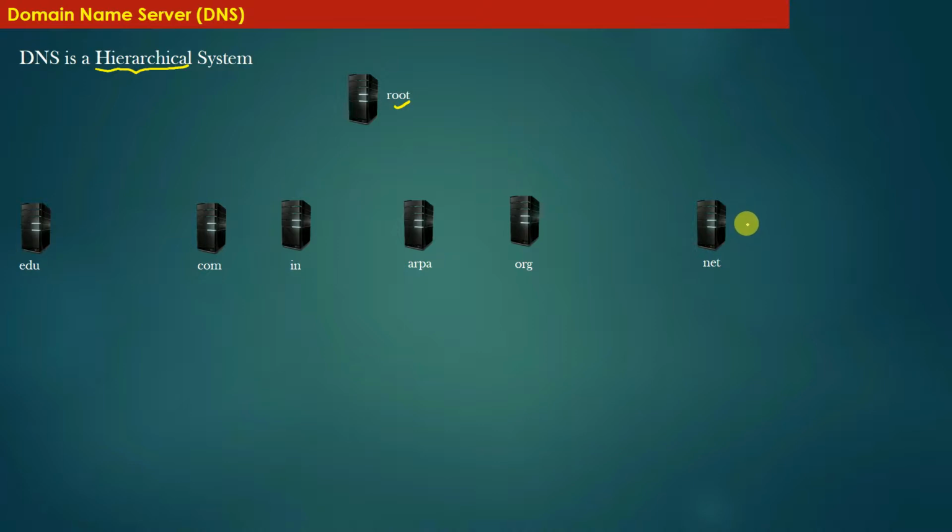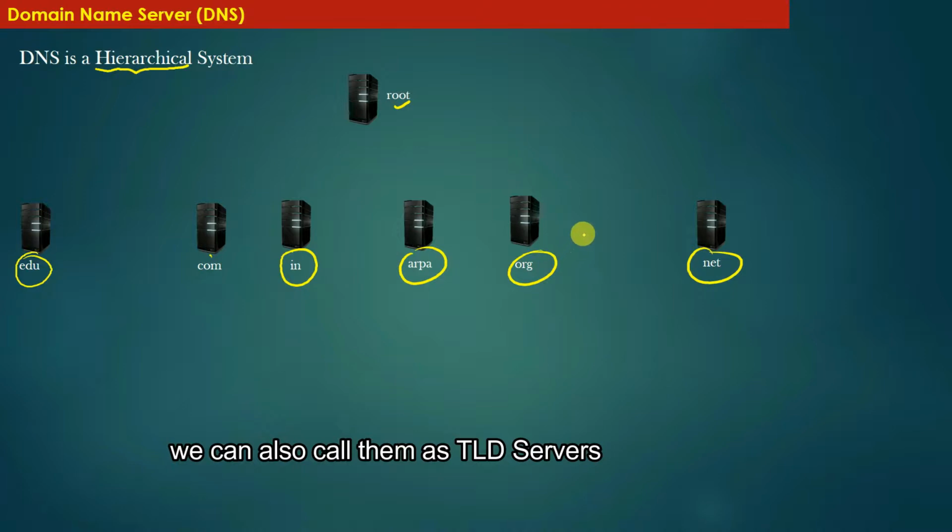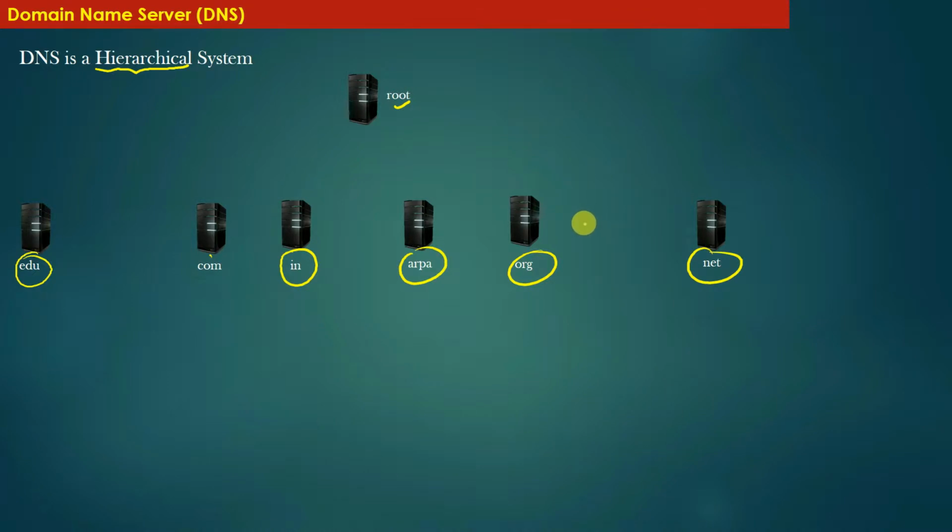Now there are about 20 to 30 top level domain DNS servers, among which I have shown you the important ones. So this edu, com, in, arpa, org, net, etc. are actually top level domain DNS servers. We can also call them TLD servers. That is the short form of top level domain DNS servers.